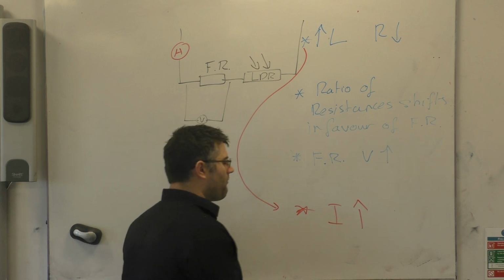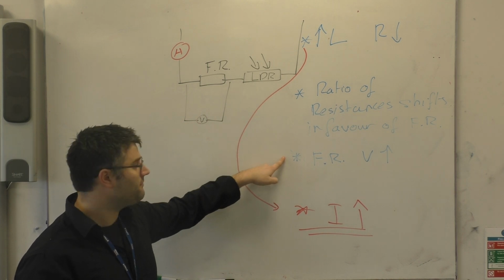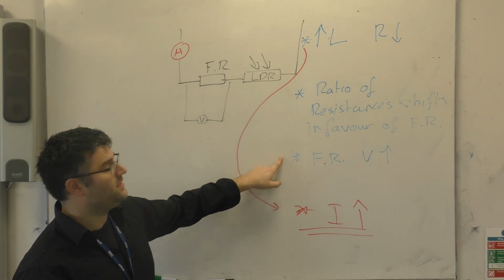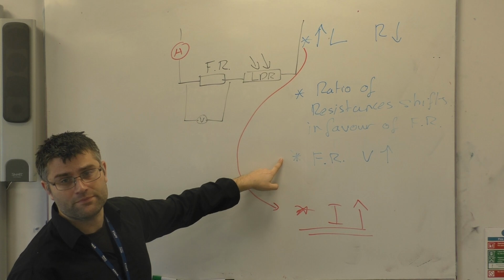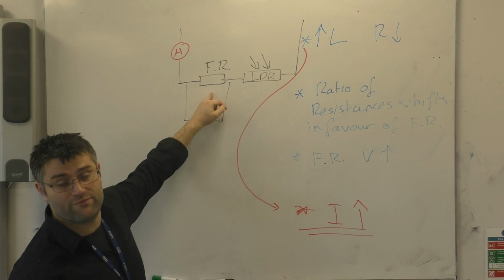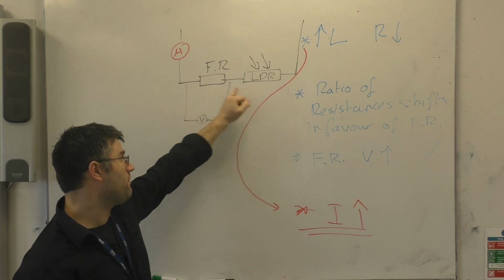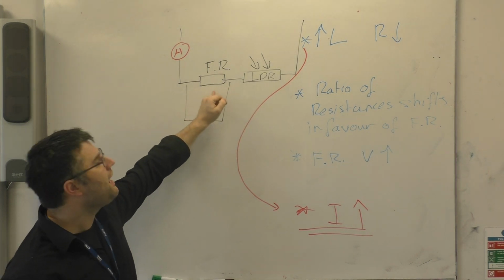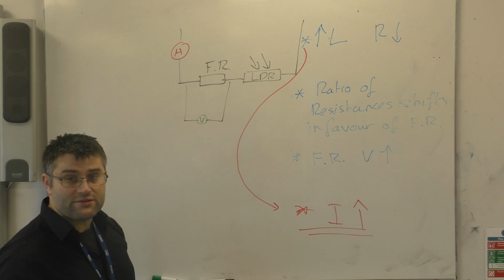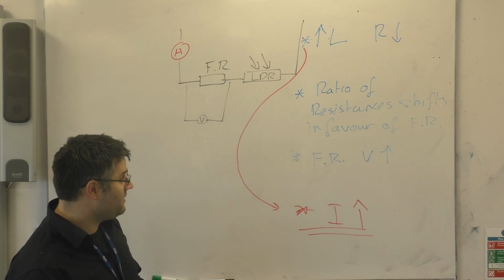One thing you need to be aware of is that this is not the reason for the voltage change. The fact that the current goes up does not mean that the voltage will go up. The current is the same in both components. The ratio has moved in favour of the fixed resistor, so it's like its resistance has gone up, and so the PD across it will increase. The greater the resistance, the greater the PD across it in a circuit of that nature.